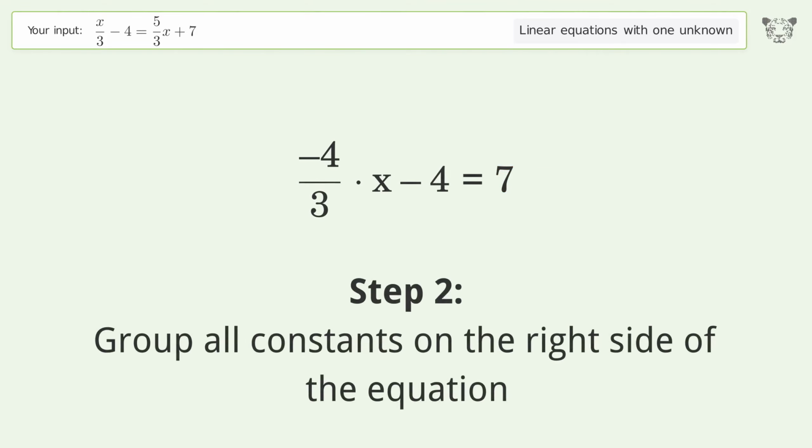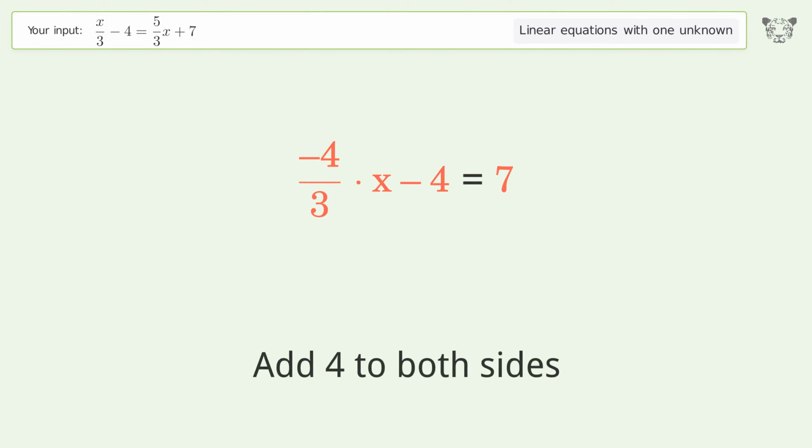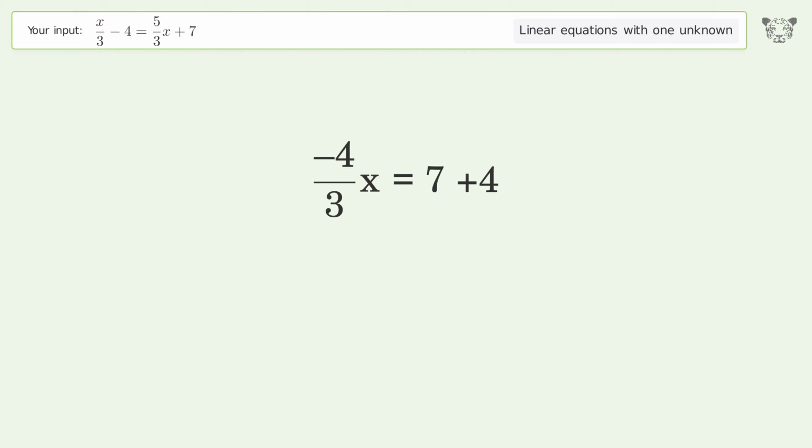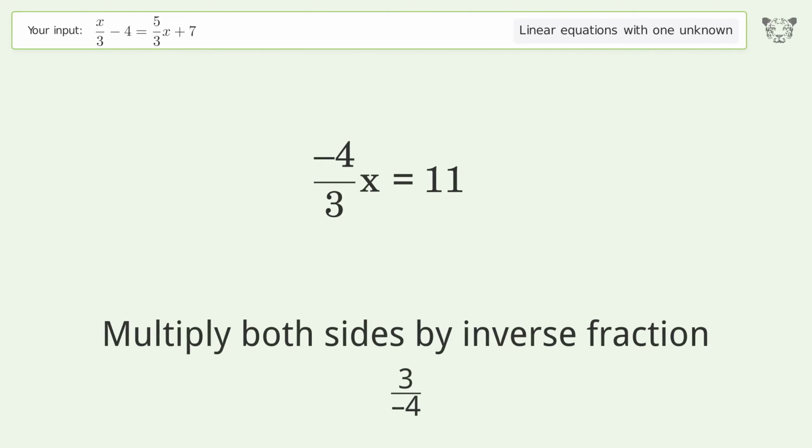Group all constants on the right side of the equation. Add 4 to both sides. Simplify the arithmetic. Isolate the x. Multiply both sides by inverse fraction 3/4.